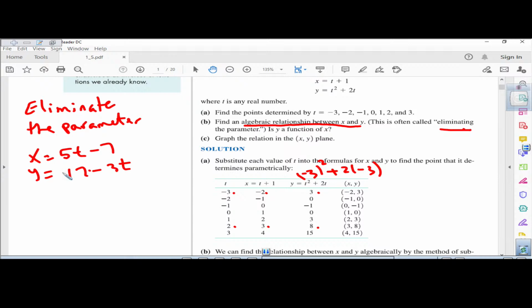And we're asked to eliminate the t's. We do not want to deal with t's. Just give me what's coming in and what's leaving. So you choose which one is easier for you to work with, either number 1 or number 2. Doesn't really matter, but let's say that I picked number 1. So I'm going to say x equals 5t minus 7. How do you isolate the t by itself? So you're basically solving for t. How do you solve for t?